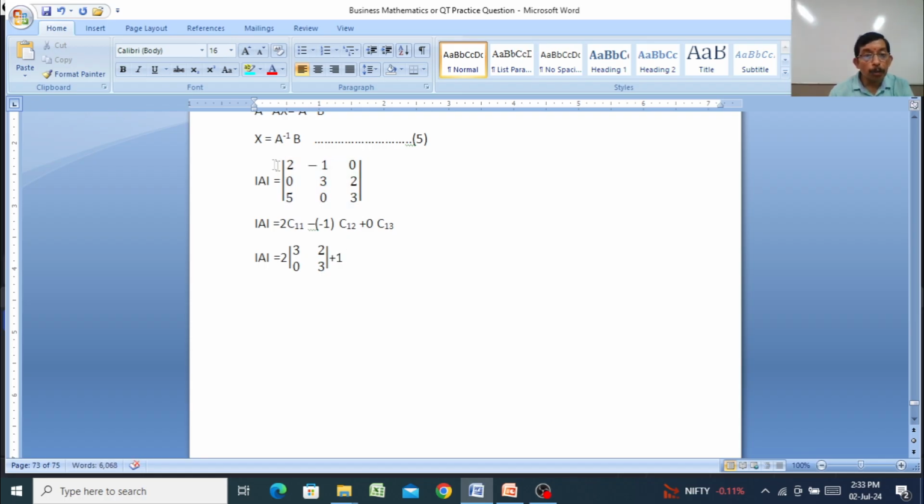C12 means the first row, second column element is cancelled out and the remaining elements are 0, 2, 5, 3. Now plus 0 multiplied by its cofactor, the answer is 0. Now simplify in the next step.